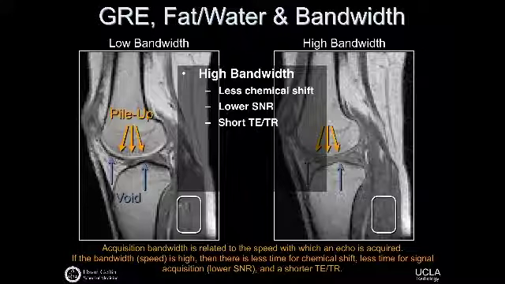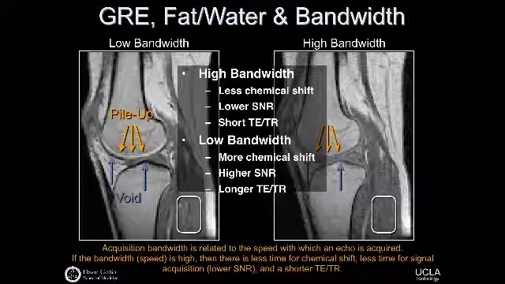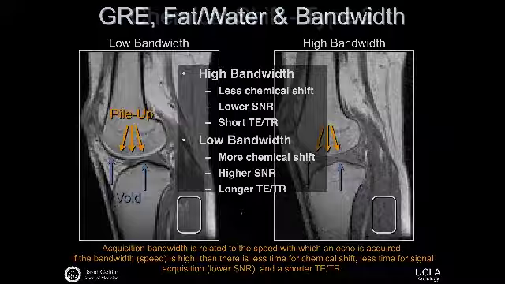And then the opposites are true for low bandwidth. You get more chemical shift, so that may be a problem, but you will get higher signal to noise, and that's a benefit, but you'll have a slightly longer TE and TR, and that will affect your, say, protocol time, for example.